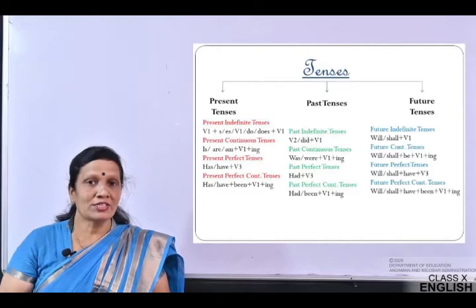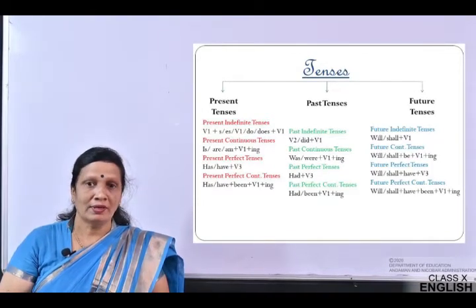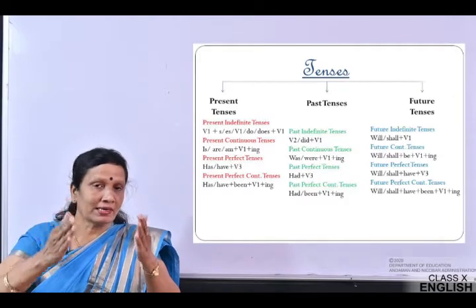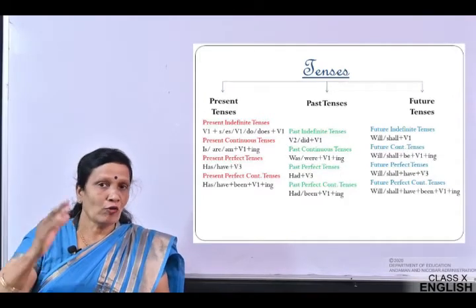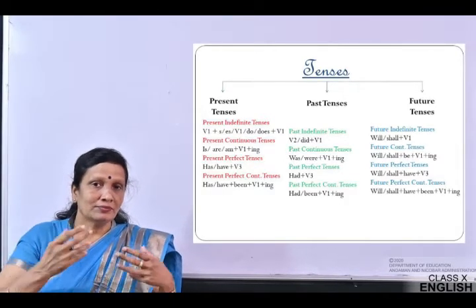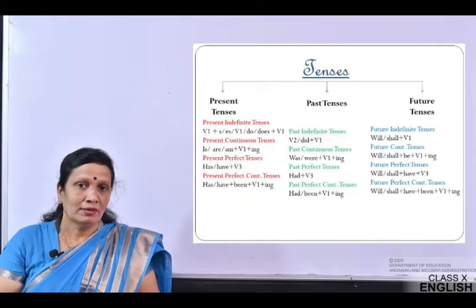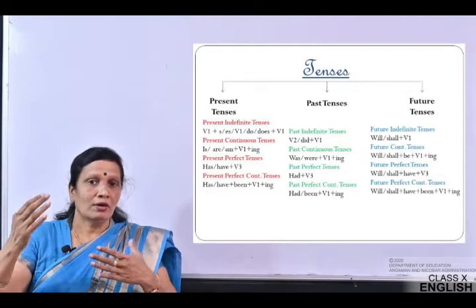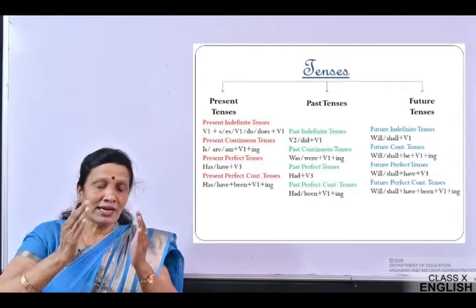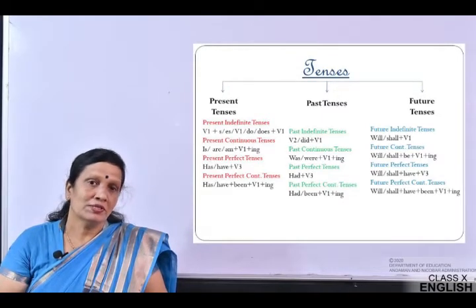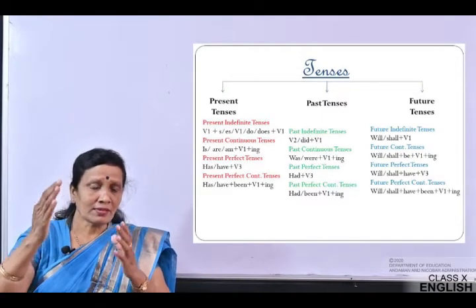Now children, look at the screen very carefully. Now the three forms of tenses, the present, the past and the future, and then the different forms under each tense. And now we'll also be looking at the verb forms. We know that there are 3 different forms of the verb. So the first form, the second form, and the third form. So we have to see what are the different forms of verbs used in different types of tenses. So let's look at the tenses first.